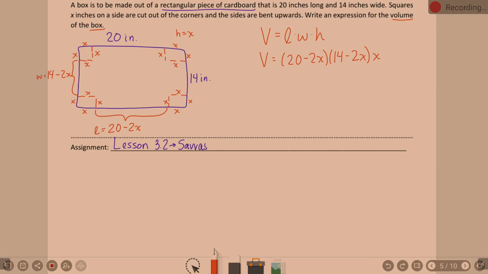What did we just talk about on the front? When you have to multiply three things, pick two, multiply them, and then multiply the third one in at the end. My suggestion is we multiply the two parentheses. We'll worry about the x at the end. Okay, so 20 times 14.